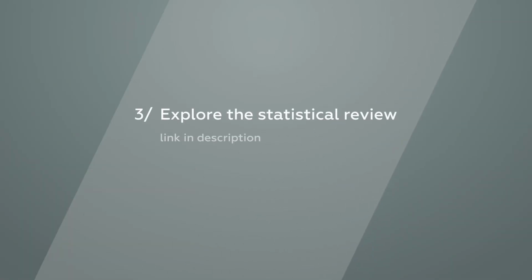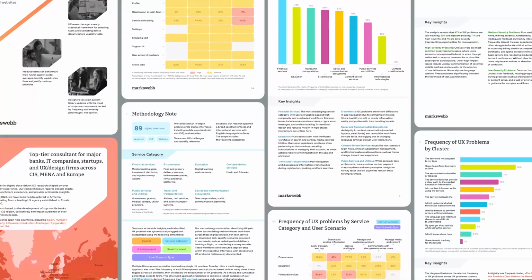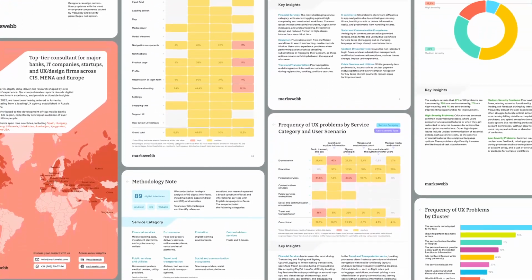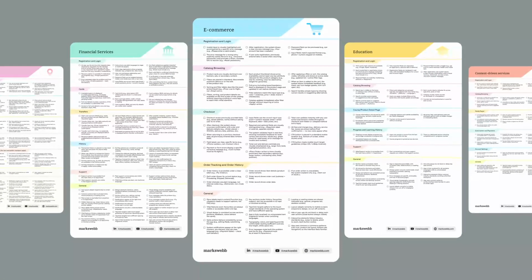Third, explore the statistical review that summarizes cross-industry patterns. 363 issues from 89 apps and websites to benchmark performance, find quick wins, and prioritize roadmaps based on data, not opinions. Fourth, run a UX audit with Markswebb industry-specific checklists for travel, financial services, e-commerce, education, and content-driven services.